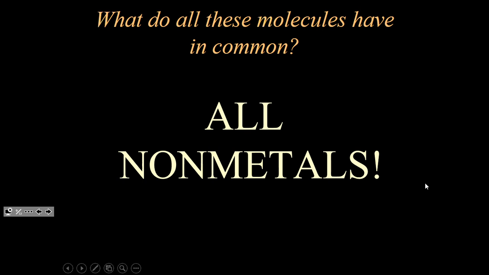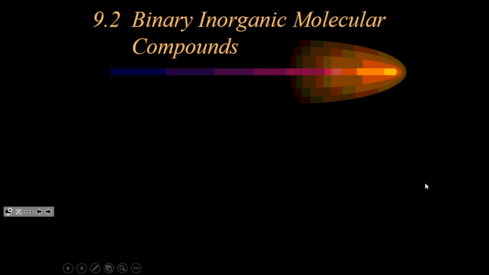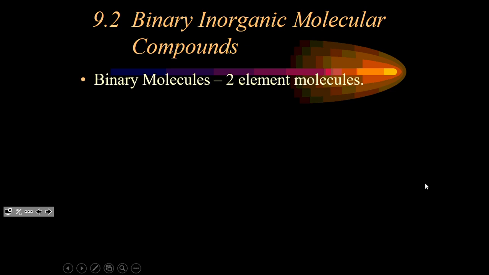So when you have a compound of just 2 nonmetals, we're going to have what's called a binary molecular compound, because binary literally means 2. So 2 element molecules are the only types of molecules we're going to look at naming. So we're only dealing with simpler type molecules.